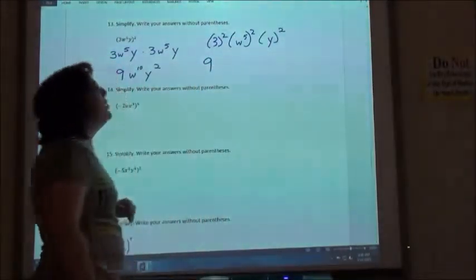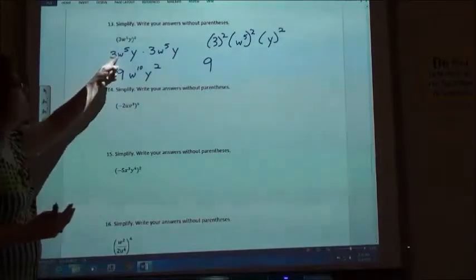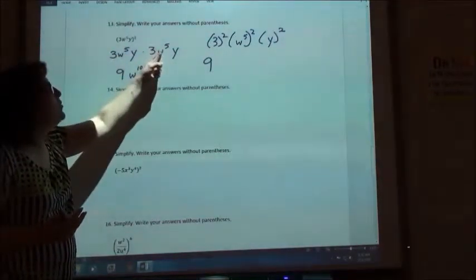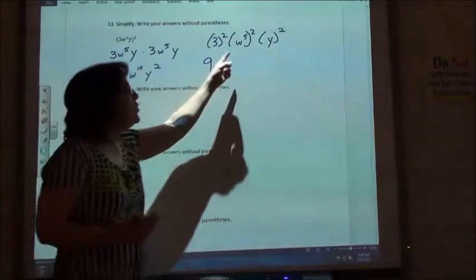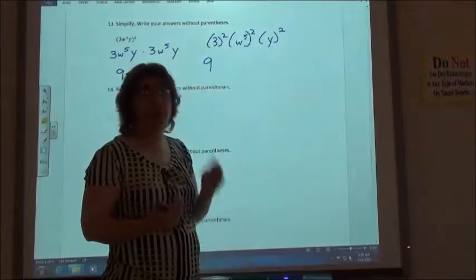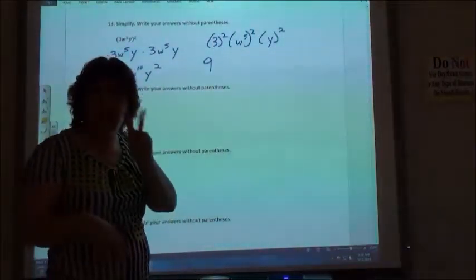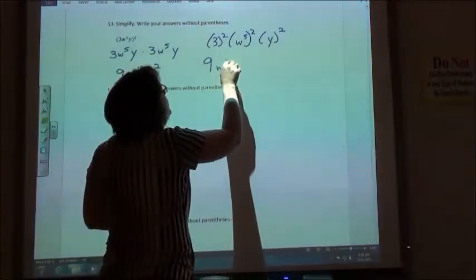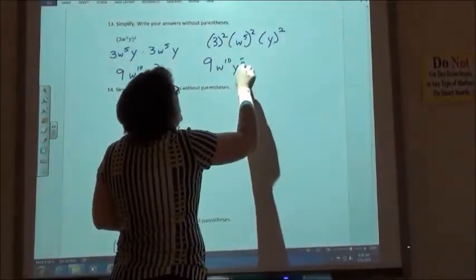Now here's the new rule that we haven't had yet. When I raise something to a power, notice when I took w to the fifth times w to the fifth, I added my exponents and I got 10. Well, the shortcut here is when I raise to a power, I can just multiply those two exponents together. W to the fifth and w to the fifth, I've got two of them, I end up with w to the 10th power. And then I have a y squared, so y squared.